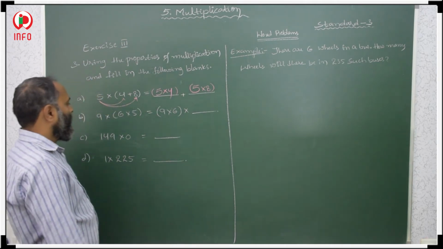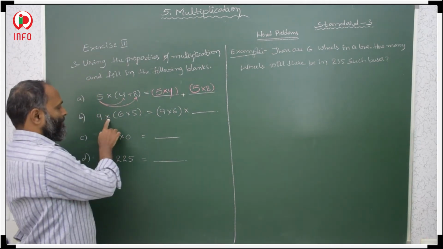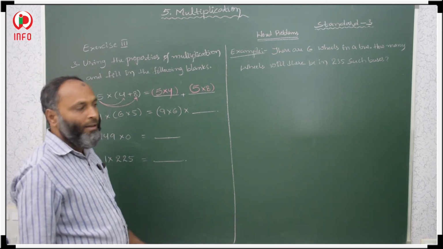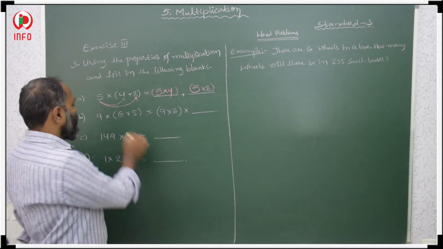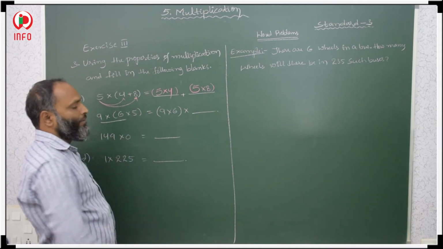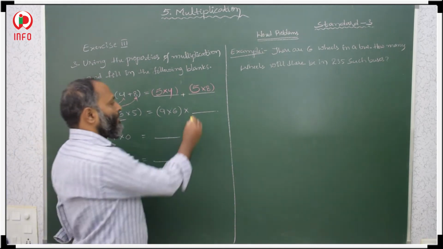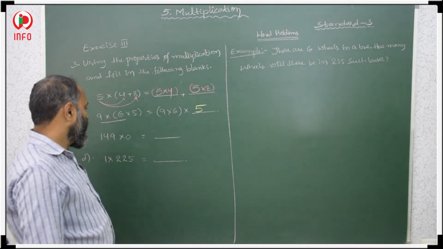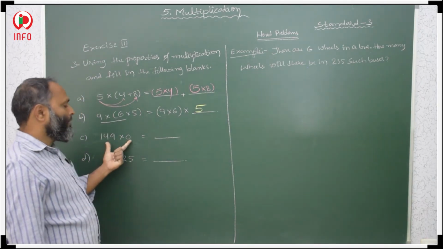Now here 9 into 6 into 5 in bracket. Now 9 into 6 he has given in bracket. Then what should come? So 1 is left. That one we have to keep here, into 5. Here 149 into 0.